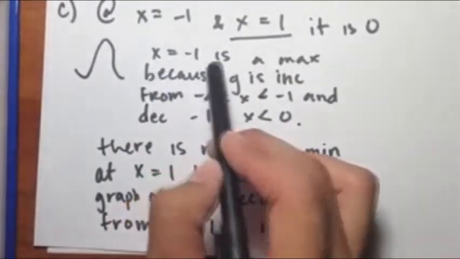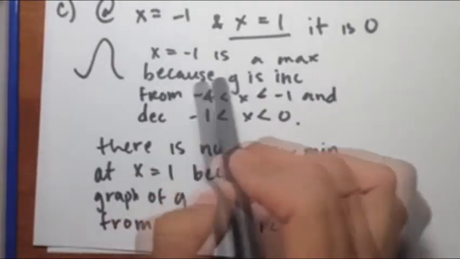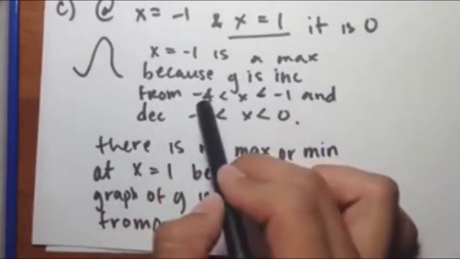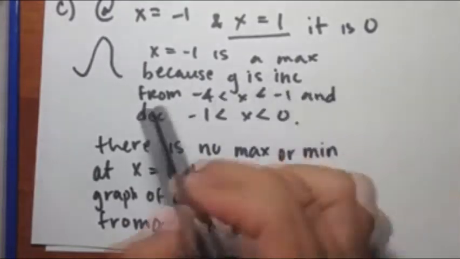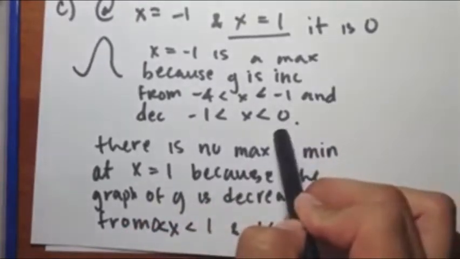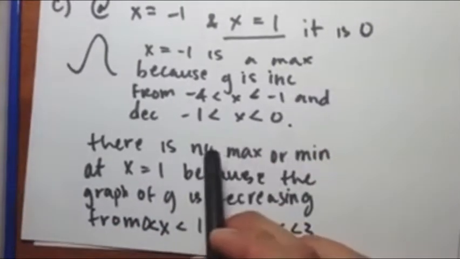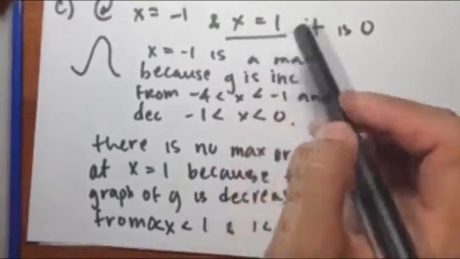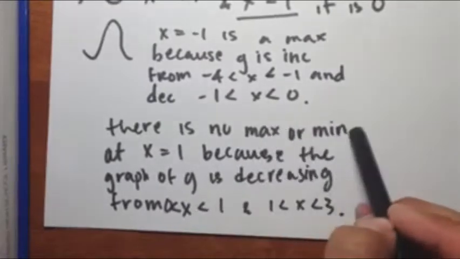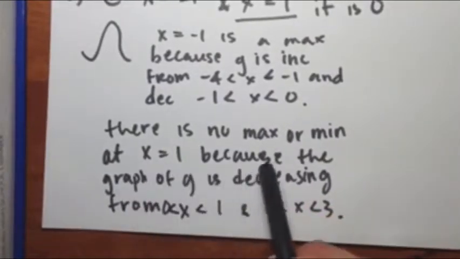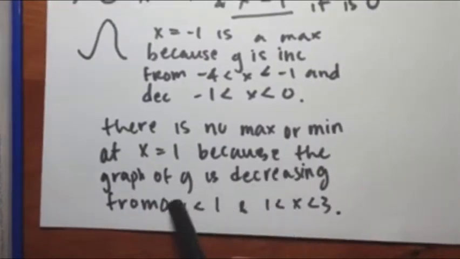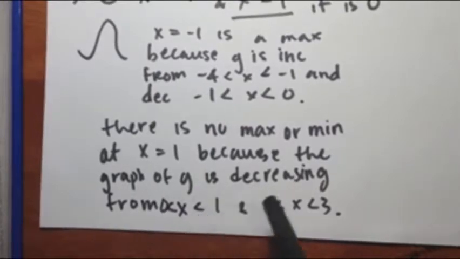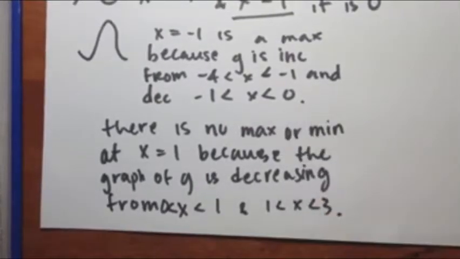You have to look at -1 and see, you can see it's the max because g is increasing from -4 to -1 and decreasing from -1 to 0. Therefore it's a max. And for x equals 1, there is no max or min at x equals 1 because the graph of g is decreasing from 0 to 1 and 1 to 3. You can see that on the graph of f.